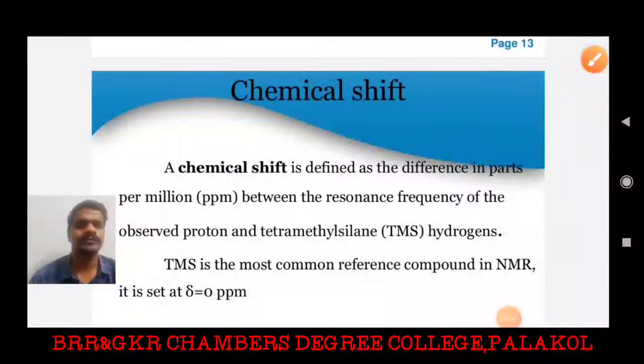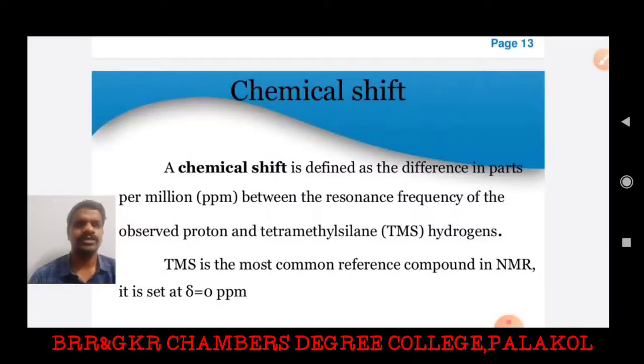Good morning students. In the last three videos, we have discussed the introduction, principle, and instrumentation of proton NMR spectroscopy. In this session, we are going to discuss chemical shift and the factors affecting chemical shift.